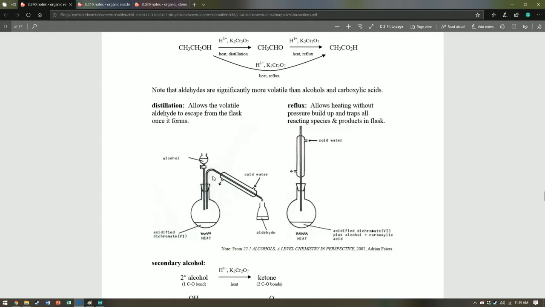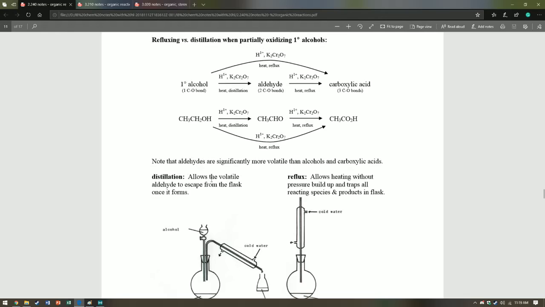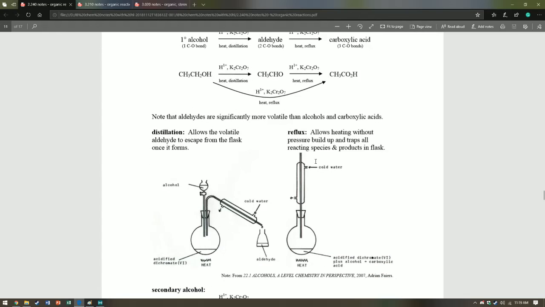Here is what we mean: a condenser tube where there's cold water flowing in and out, and the condenser tube will cool the aldehyde down and you can collect it. This would be called distillation. If we just wanted the carboxylic acid, we would let the reaction mixture undergo reflux, where it's the same idea, except that since the condenser tube is vertical, any aldehyde that condenses will drop back down and react further.